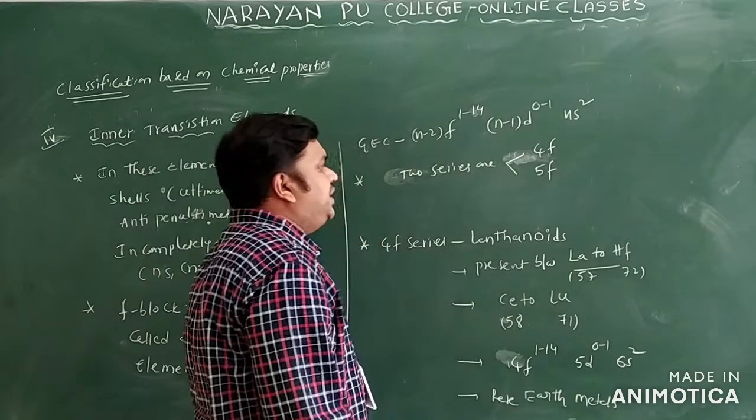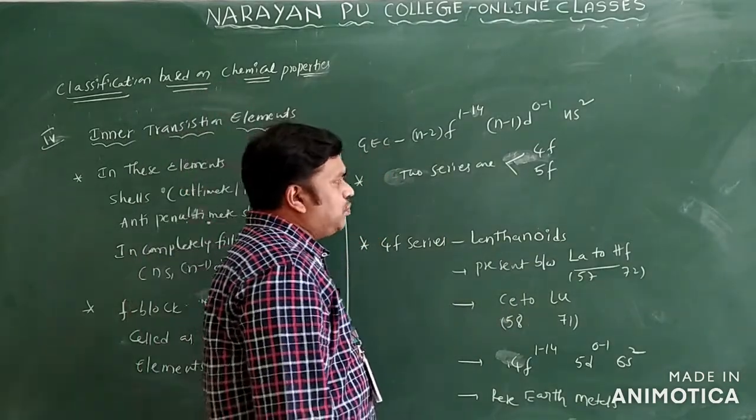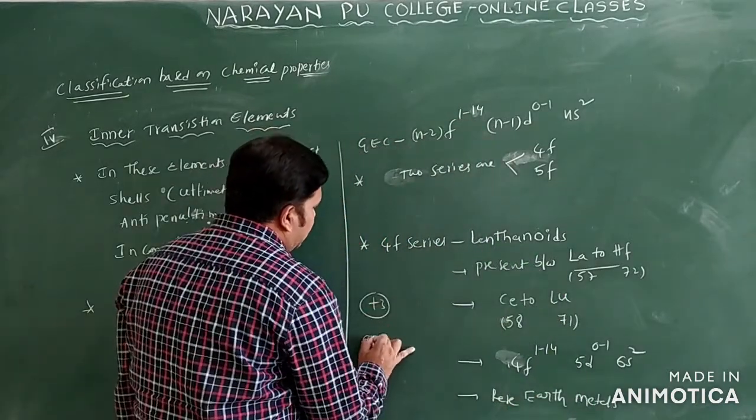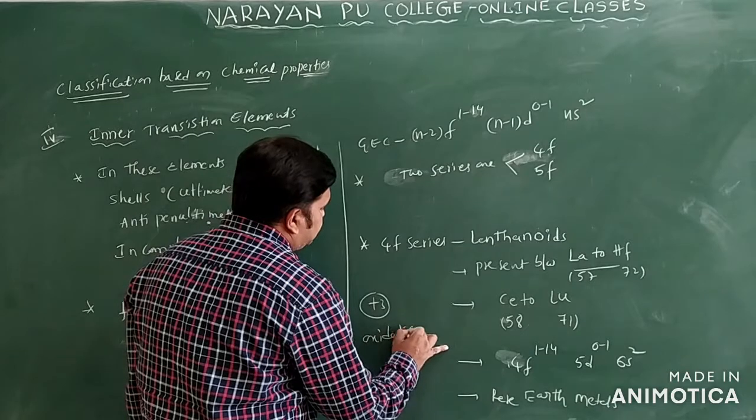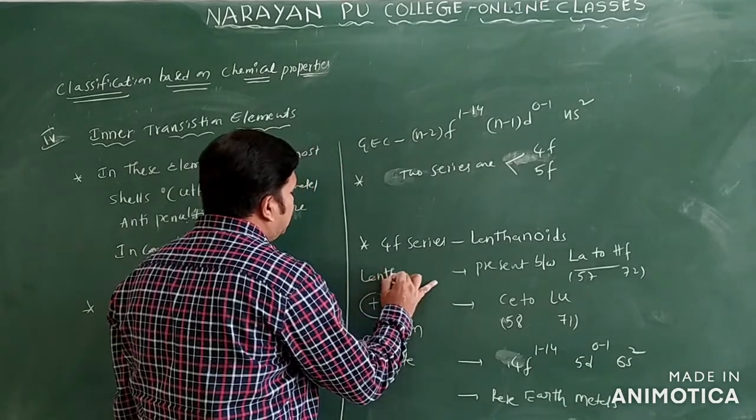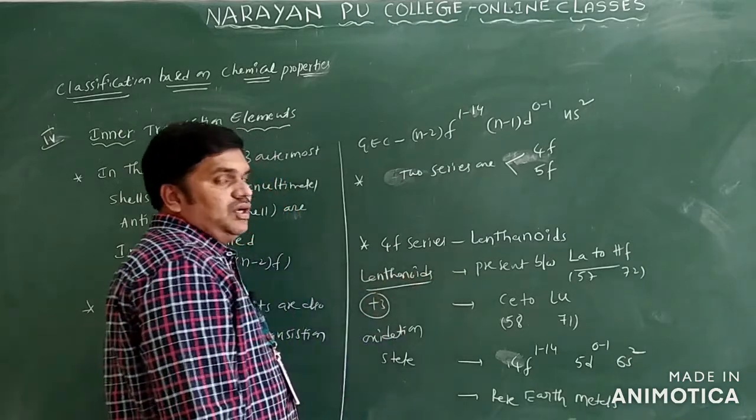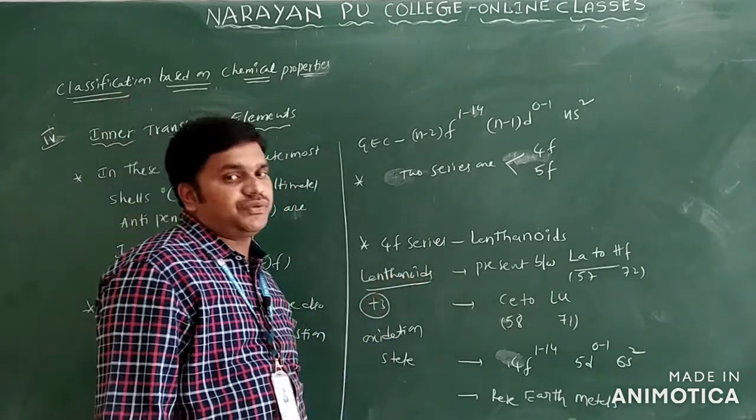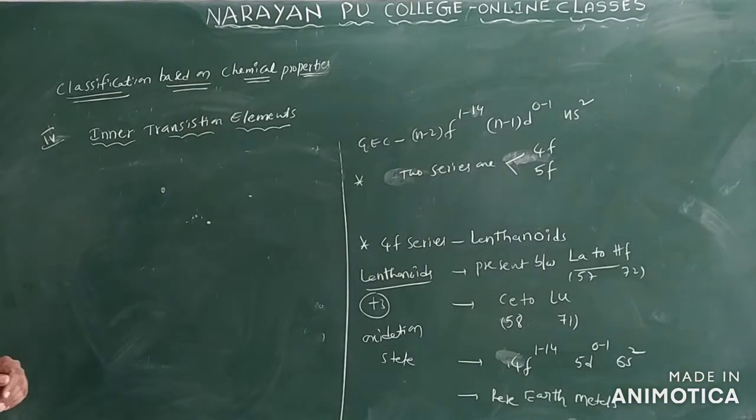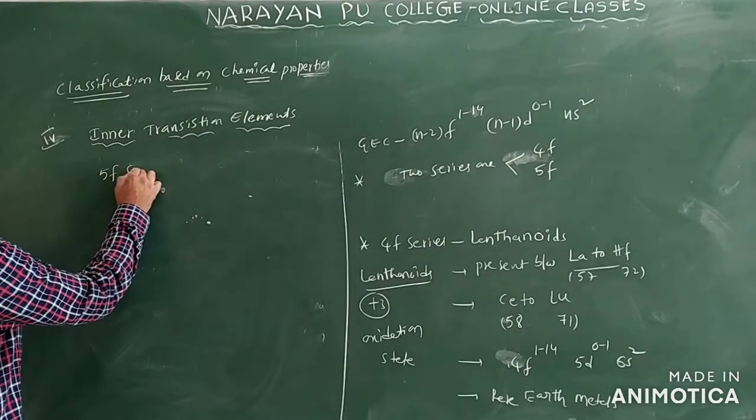One more point: lanthanoids show the +3 oxidation state. These elements are the lanthanoids. So this is regarding inner transition elements, the 4f series. Now the 4f series is completed. Now we will see the 5f series.